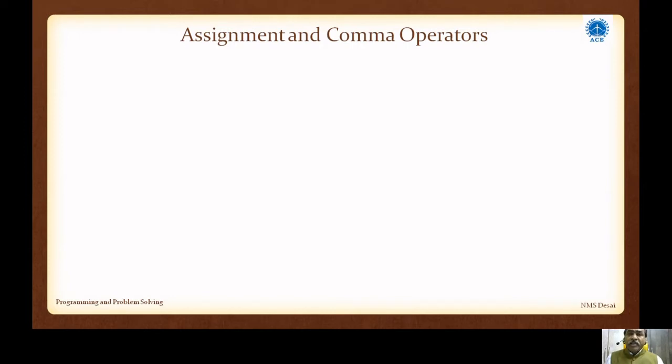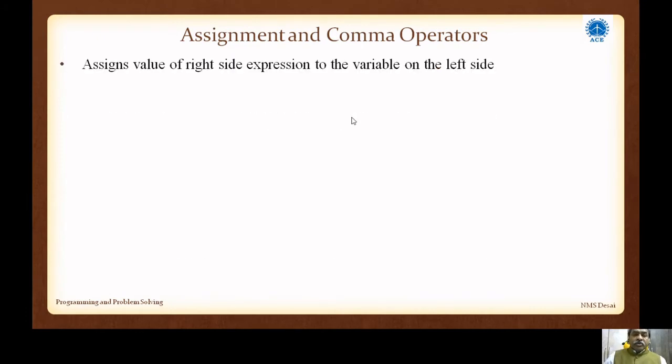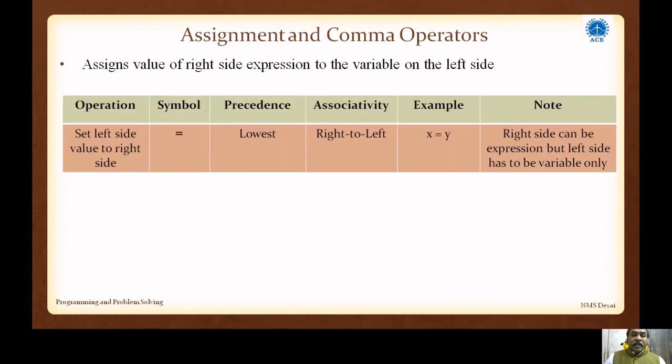Left side should have only variables. So what does it do? It assigns the value of the right side expression to the variable on the left side. And the assignment operator has the lowest precedence. Right? And its associativity is right to left. The right side value is assigned to the left side variable. Example we can see here, x is equal to y is shown here.